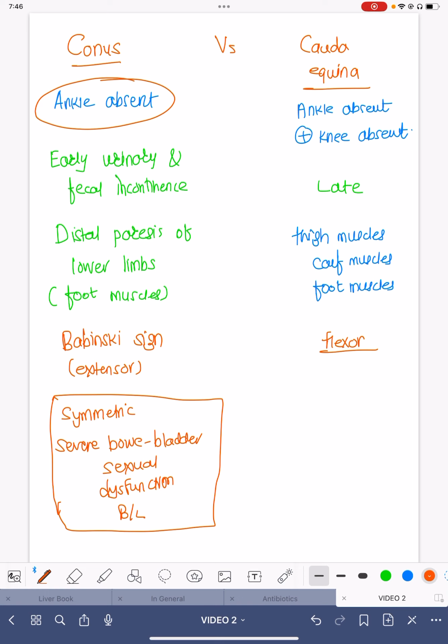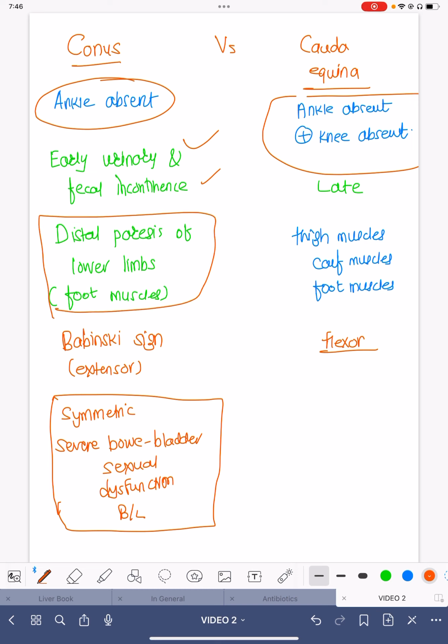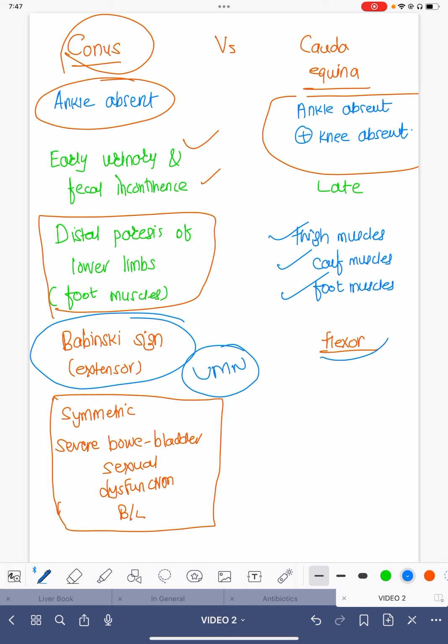In conus, the ankle reflex will be absent, and in cauda equina, both ankle as well as knee reflexes are absent. Urinary and fecal incontinence is very commonly seen with conus, and distal paralysis of foot muscles only will be seen in conus, whereas in cauda equina, there is significant atrophy of thigh muscles, calf muscles, and foot muscles as well. There will be an extensor Babinski sign because conus is a UMN lesion, whereas it will be flexor because this is an LMN lesion of cauda equina.